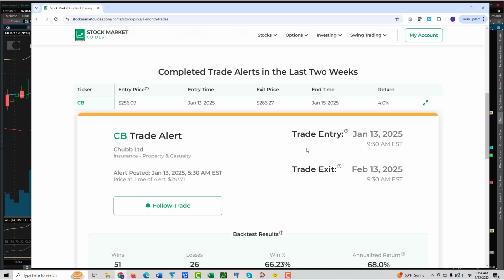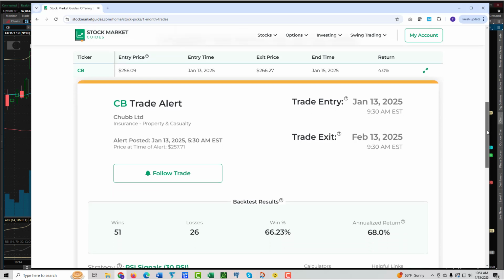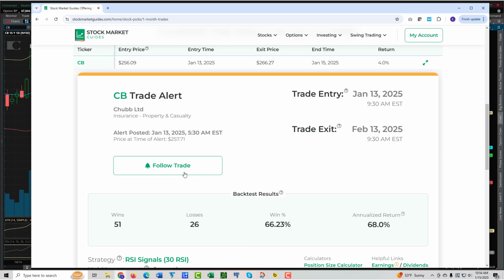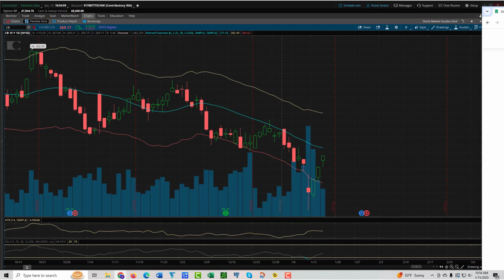In our trade alert here, we show the back-tested performance of the trade setup. And we also show the trading strategy associated with that trade setup. In this case, it's the RSI indicator for Chubb. RSI stands for the Relative Strength Index, and it's a way of determining whether a stock might be oversold, in which case it might be due for a rebound. Let's go look at that stock chart and show.